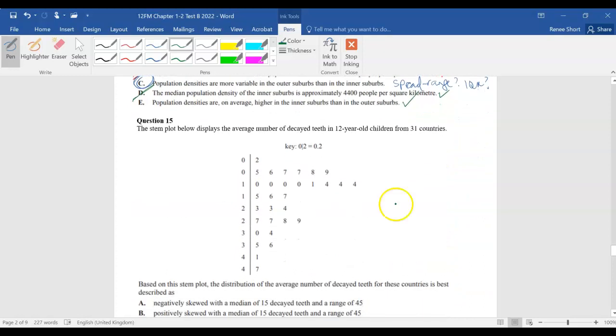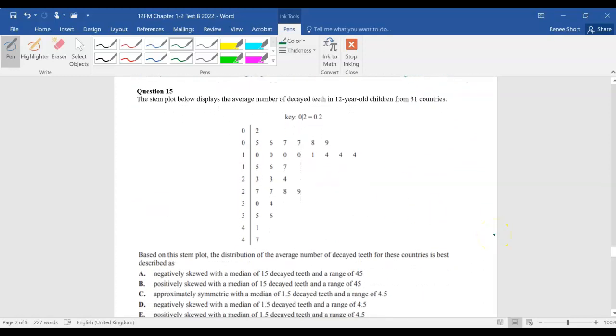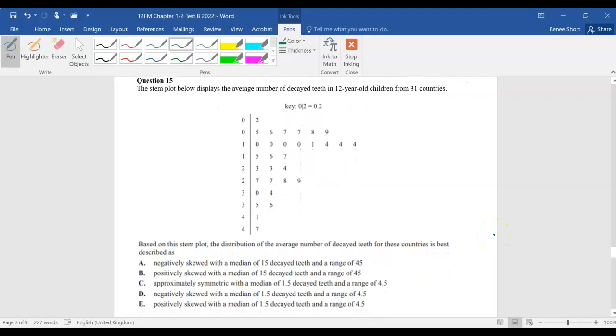Question 15, the stem plot below shows the average number of decayed teeth in 12-year-old children from 31 countries. The key thing here is interpreting the key, because 0 dash 2 represents 0.2. So that is where lots of people made some mistakes.